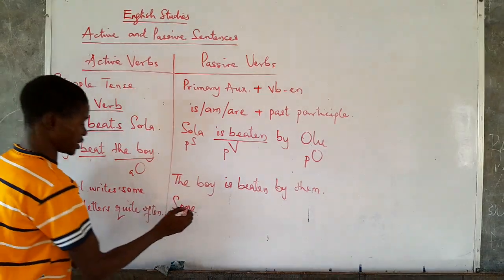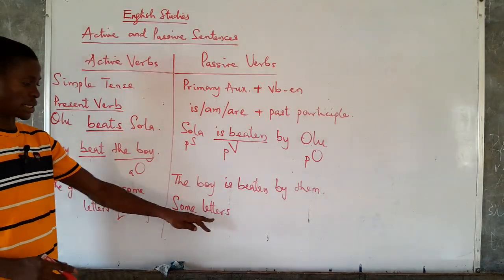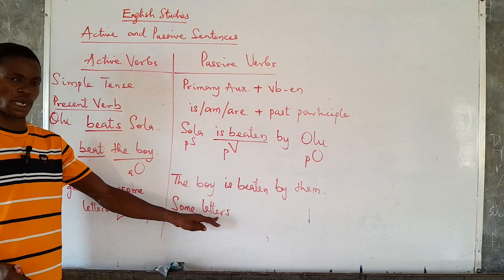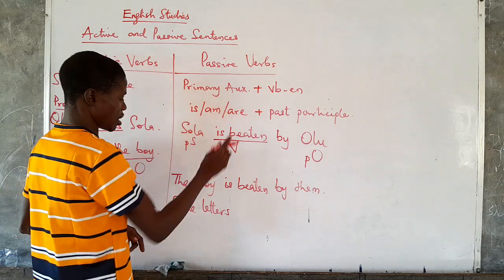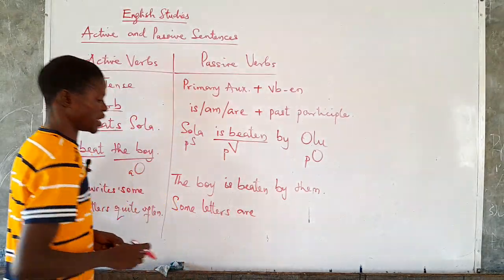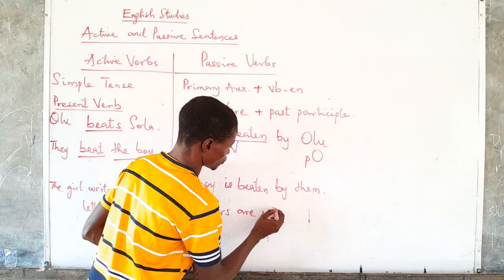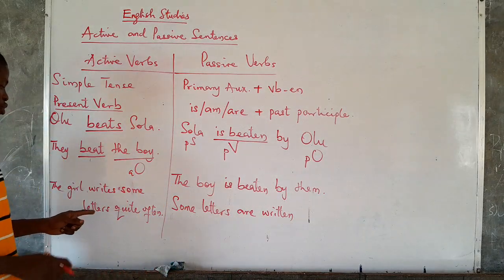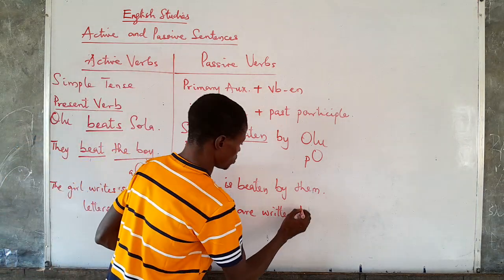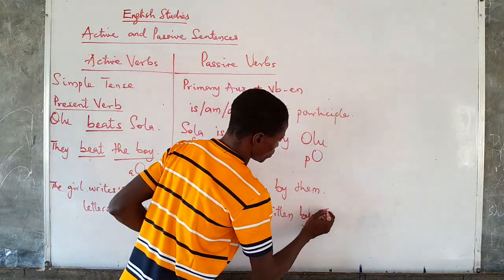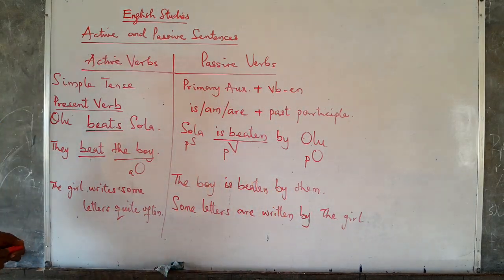We have some letters. Some letters. Take a good look at this. This has already changed to plural. Once we have this one as plural, the verb that we are going to use will also have to be plural. That will now be are. Some letters are. Then what happened again? Written. The past participle of writes. Some letters are written by whom? By the girl. Some letters are written by the girl.